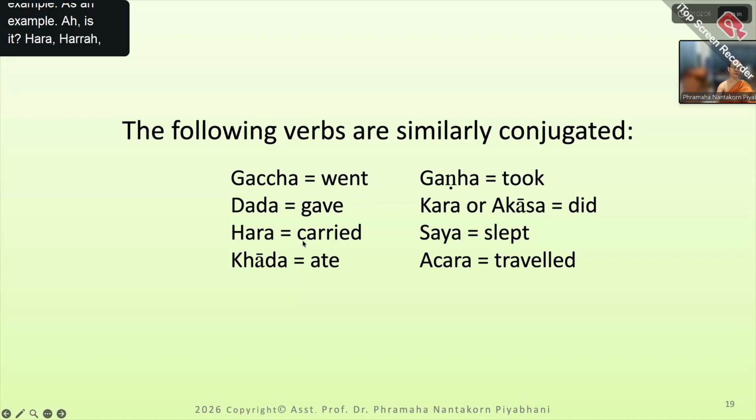Hara, carry, not lead. Okay. Hara, carry. Put a, right? Put a, ahara, to bring. You see? From carry to bring. Put a prefix or upasagga. Upasagga or prefix: from the root to carry, it becomes to bring. You see? It becomes bring.